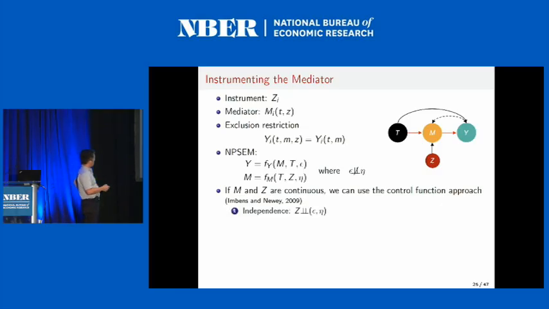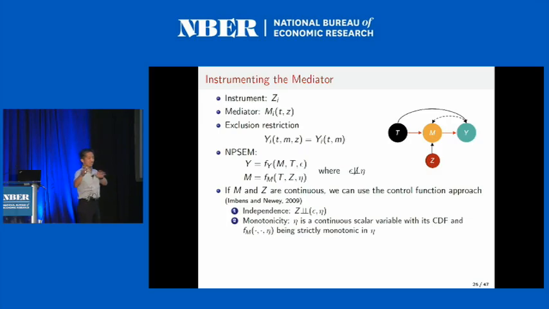So if M and Z are continuous, we can use the control function approach. What is that? Again, I'm not sure if I should be lecturing about this, but we're going to assume that the instrument is independent of these error terms. And then there's this monotonicity condition. There's this duality between the rank approach and the latent index model, which many of you probably know. What this says is that conditional on T and Z, there is a monotonic relationship between M and this error term. You can think of it as a scalar, sort of additive error term. Once you assume this, they show that you can have a control function.